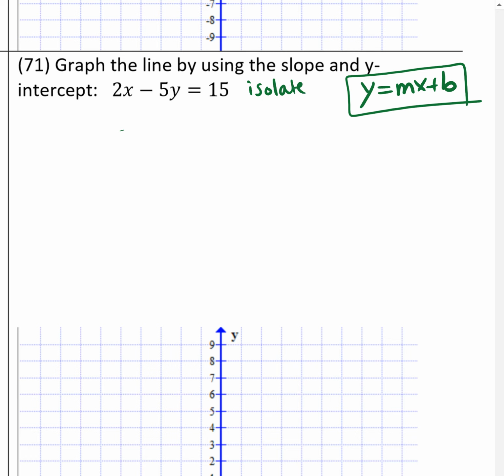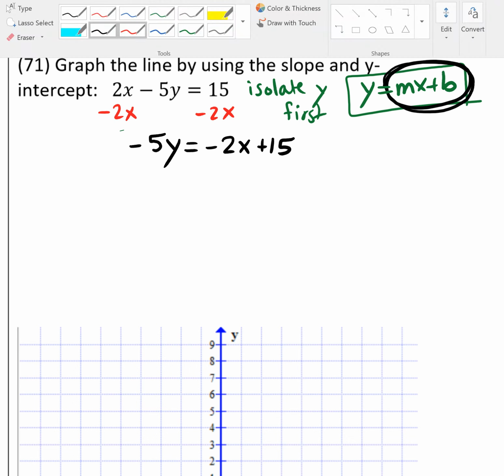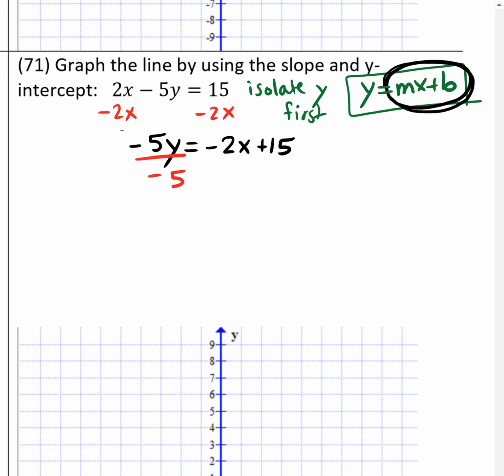They're trying to make us think that we can figure out the slope just by looking at it right now, but we can't. We first have to isolate y, and then we'll be able to graph it by figuring out the y-intercept and slope. So to isolate y, I'd probably move the 2x over first. Then negative 5y by itself. I could put 15 minus 2x, but I'm going to write negative 2x plus 15, because I want the right side to look more like this guy. The x term first and then the constant term.